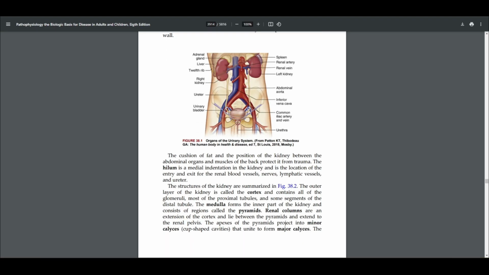So here, we're looking at the adrenal gland, the liver, the 12th rib, the right kidney, the ureter, and urinary bladder. Then on the other side, we're taking a look at the spleen, the renal artery, the renal vein, the left kidney, the abdominal aorta, the inferior vena cava, the common iliac artery and vein, and finally, again, the urethra.